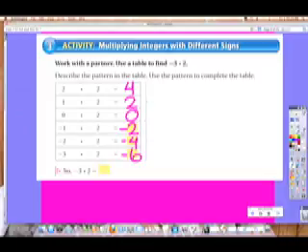Did anybody notice a pattern? Don't shout it out. Did anybody notice something as you fill out this table? Joel, what did you notice? Positive 4, positive 2, positive 0, -2. All right, so we've got 3 positive, 0, 3 negatives. That's definitely a pattern. What else did you notice as you filled out this box?